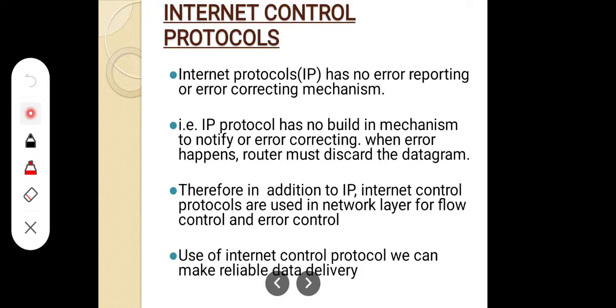This internet control protocol is integrated along with the IP packet. It is a part of the network layer, used for handling flow control and error control. Using the internet control protocol, we can make reliable data delivery. We can increase the reliability of the data transfer by introducing this concept. So the reliability of the packet can be increased. Clear?